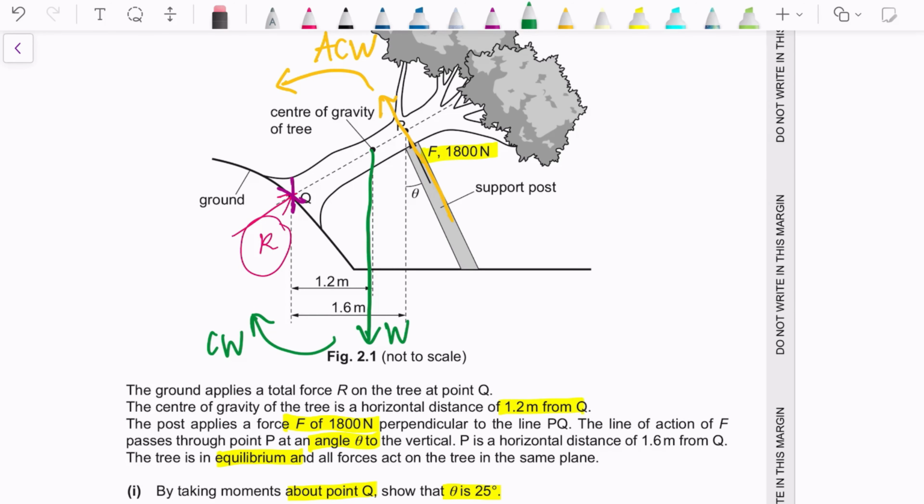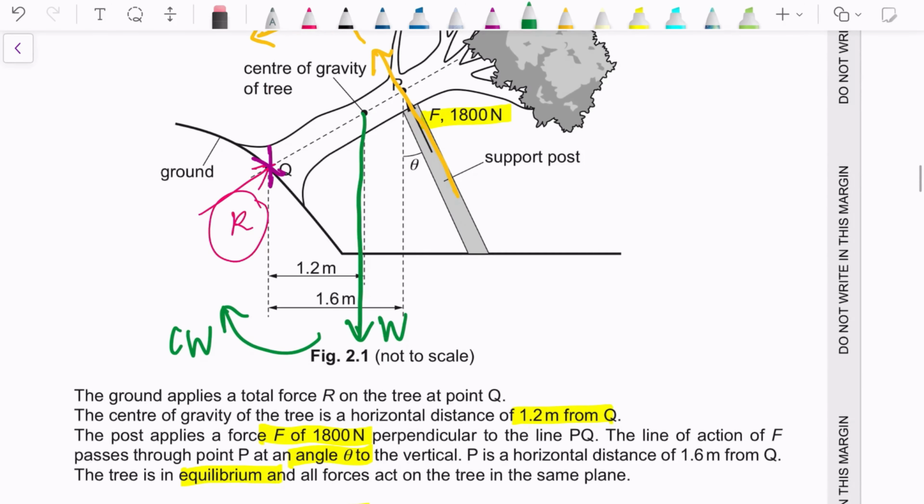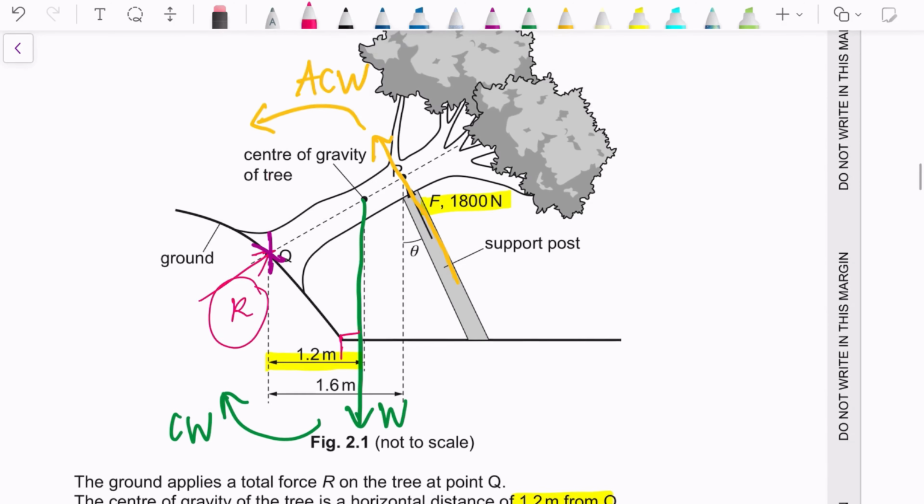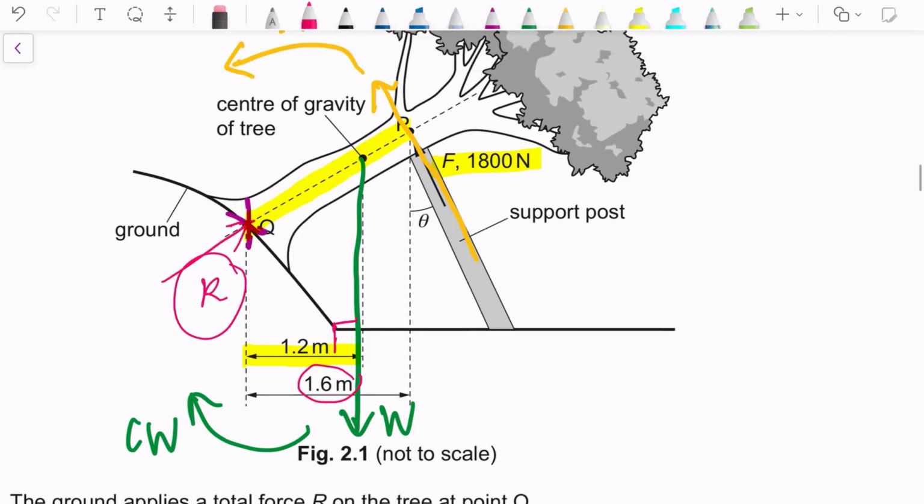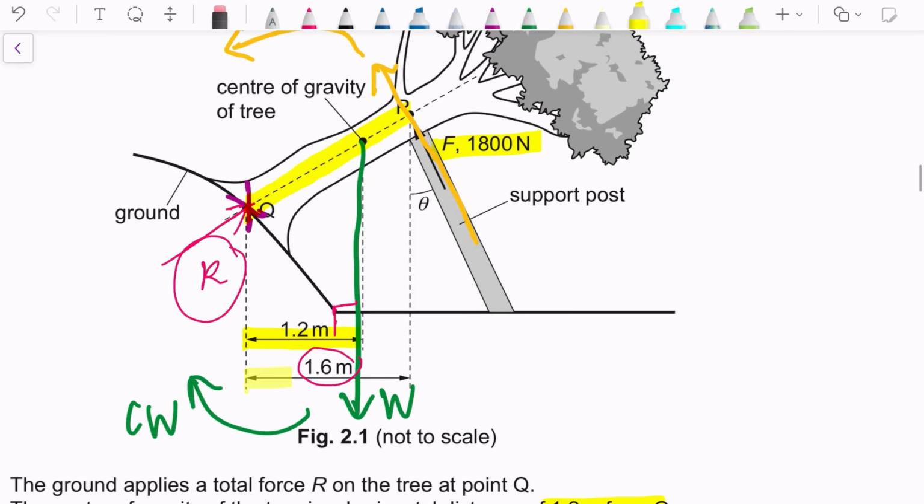So let's look at the weight. What is the perpendicular distance from point Q? That would be 1.2 meters. Right, this is perpendicular to each other. So we have that. Now let's look at 1800 Newton. What would be your perpendicular distance? Your perpendicular distance ideally is supposed to be this. So to find that, we can use this value, 1.6 meter. If this is 1.6 meter, this has to be 1.6 meter as well.